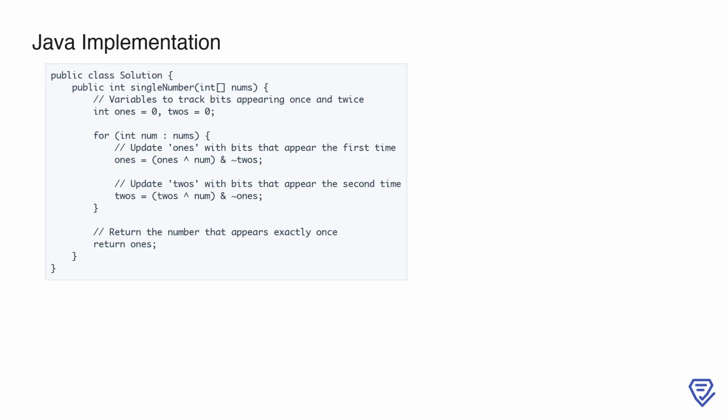This is the Java implementation of the solution for LeetCode problem number 137, Single Number 2. The code uses 2 integer variables, ones and twos, to track the bits appearing once and twice, respectively. The logic is implemented using bitwise operators to efficiently determine the single number that appears exactly once in the input array. Key differences from the Python implementation include explicit type declarations and the use of Java's enhanced for loop syntax for iterating over the array. The solution runs in O(n) time with O(1) space complexity, making it highly efficient.